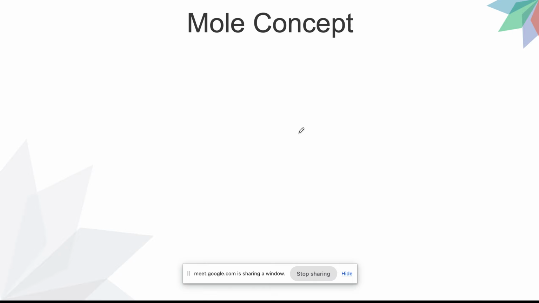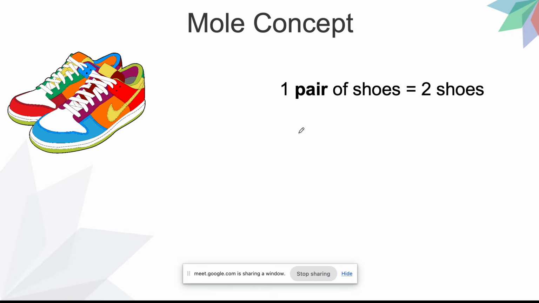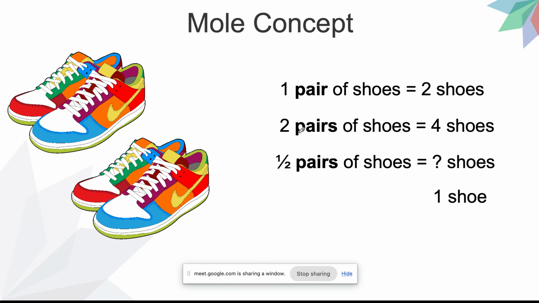Now let's start with the first one, which is the mole. Let's go back to our everyday life. We say a pair of shoes equals what? 2 shoes. A pair of shoes does not mean 1 shoe. It means 2 shoes, for both left leg and right leg. So if I say 2 pairs of shoes, I will get 4 shoes. If I say half a pair of shoes, it means I'll get 1 shoe only, maybe for the right leg or for the left leg. Okay?